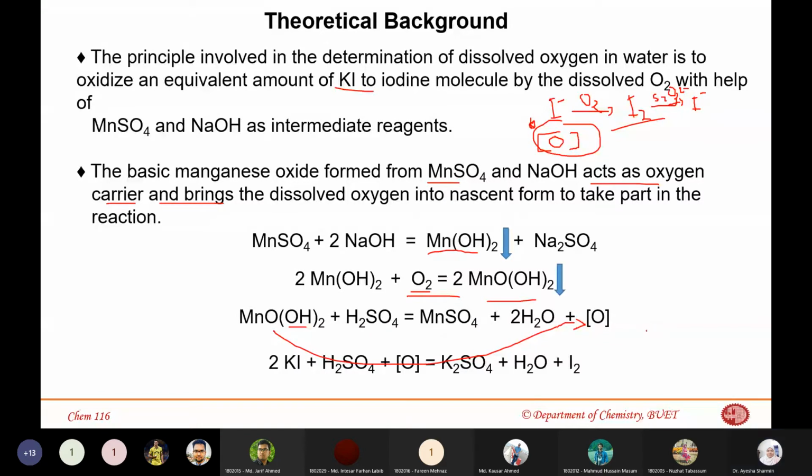Now this nascent oxygen can interact with the potassium iodide, I-, and produce the iodine and water. With the sulfuric acid you have enough H+ protons that interact with the oxygen, and here you have 2- in the oxygen's oxidation number, and iodine is 0, and here iodine is minus. And what will be the oxidation state of the oxygen here? Anyone?